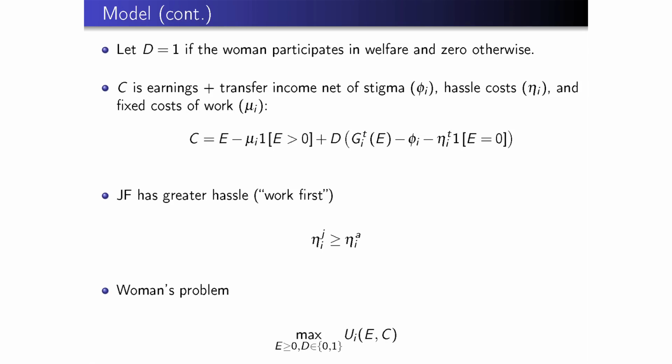And we also have a hassle cost, which you only face if you don't work and you are on welfare. That's alpha_iT. And I'm going to assume that Jobs First's level of hassle is weakly greater than AFDC's. Note I've got i subscripts on all these psychic costs, so their joint distribution, in conjunction with the joint distribution of utility functions, is completely unrestricted here. So the woman's problem is to maximize utility over choice variables: whether to work and how much to earn, and whether to participate in welfare or not.